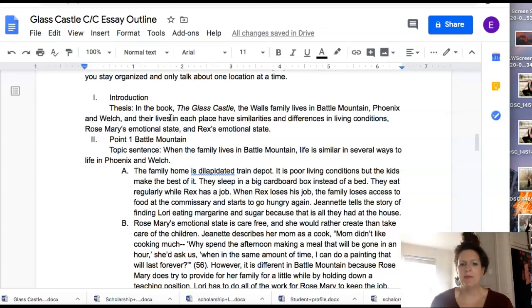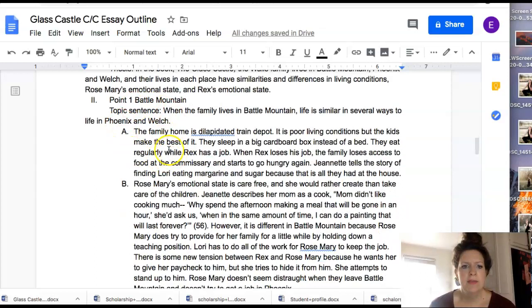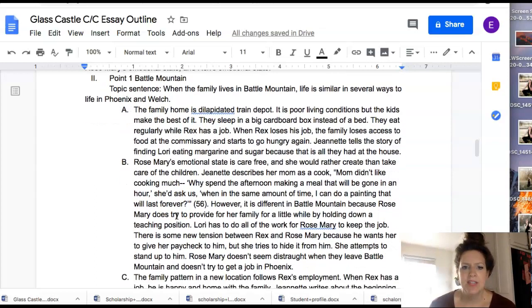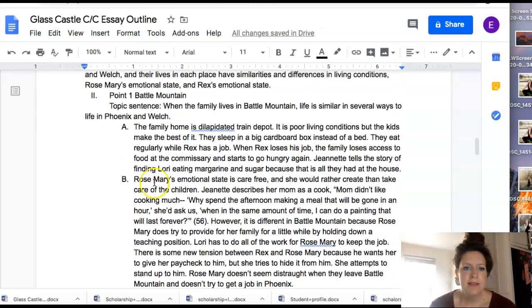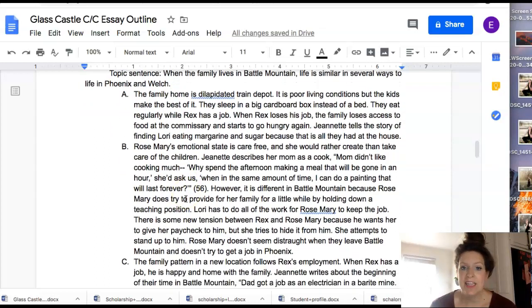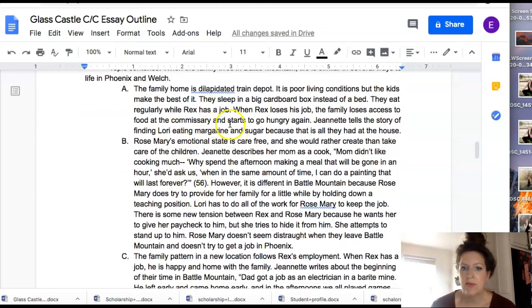I've added a little bit more in my outline than I normally do. Normally my A and B would only be a word or a phrase, but I've given you a little bit more information here just so you have a really clear idea of what I would be talking about in each of these points. So I will have an A, B, and C for each of my points because I'm talking about 3 questions, right? The living conditions, Rosemary, and Rex.